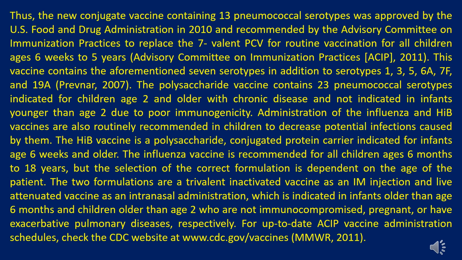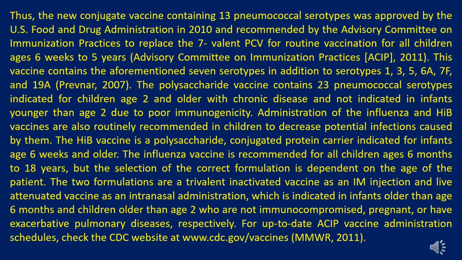Administration of the influenza and HIB vaccines are also routinely recommended in children to decrease potential infections caused by them. The HIB vaccine is a polysaccharide conjugated protein carrier indicated for infants age 6 weeks and older. The influenza vaccine is recommended for all children ages 6 months to 18 years, but the selection of the correct formulation is dependent on the age of the patient.